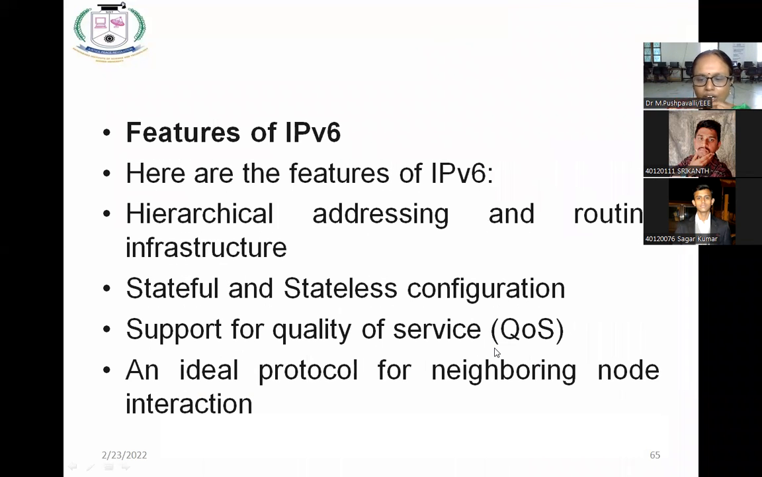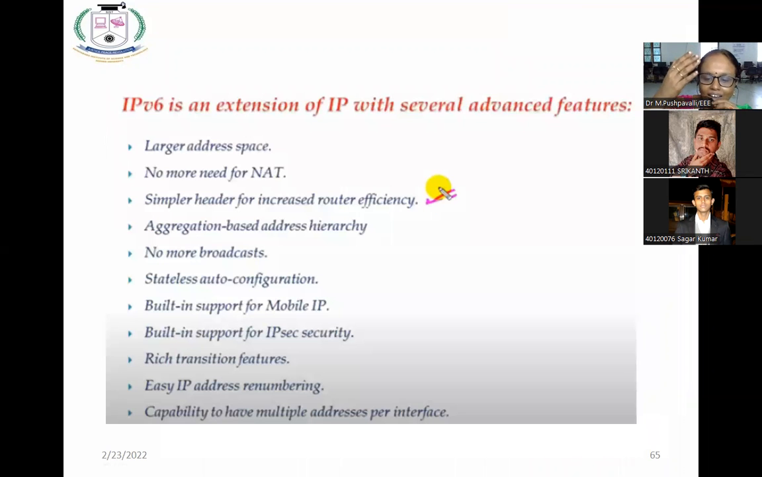So these are the features of IPv6. Hierarchical addressing and routing infrastructure, quality of service, and a protocol for neighboring node interaction. These are some of the features, but this is the main feature. What is the first? Now this is Sagar's question. Whether there is any shortage in IPv4, we have a larger address space in IPv6. And no more need of, as we told now, the network subnetting option; it is not needed in IPv6.